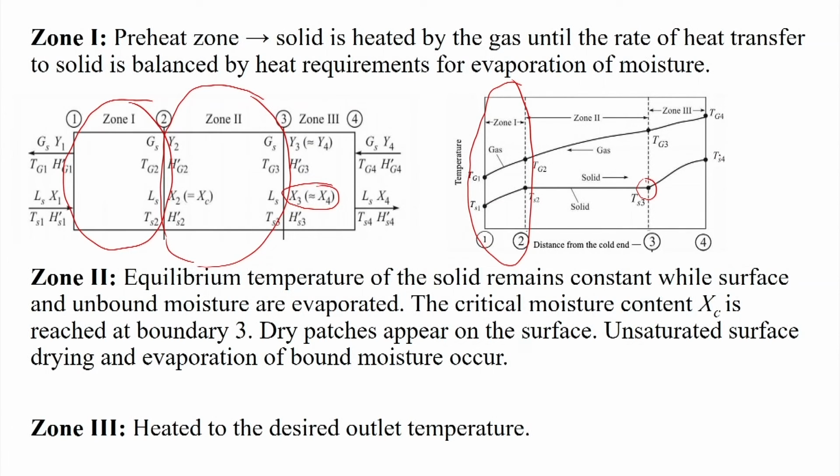From here the temperature increases from Ts3 to Ts4, up to the desired temperature, based on which station 4 will be located, but the moisture content will not change. So, dry patches appear on the surface, and unsaturated surface drying and evaporation of the bound moisture also occur. And zone 3 is nothing but heating to the desired outlet temperature.